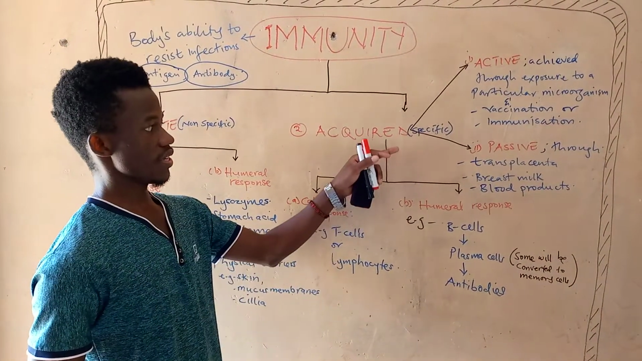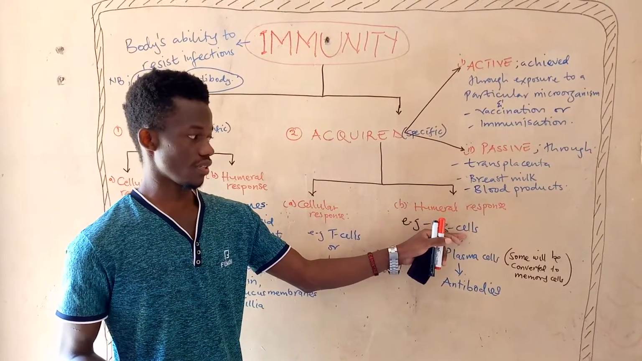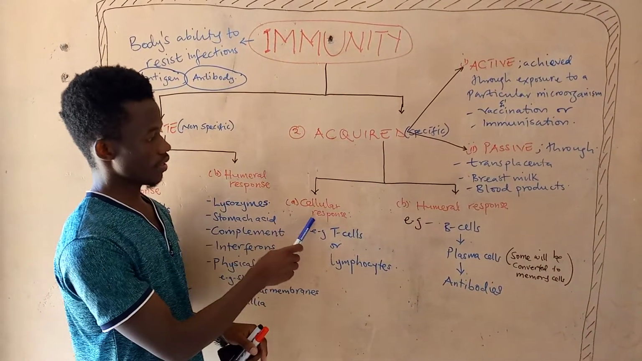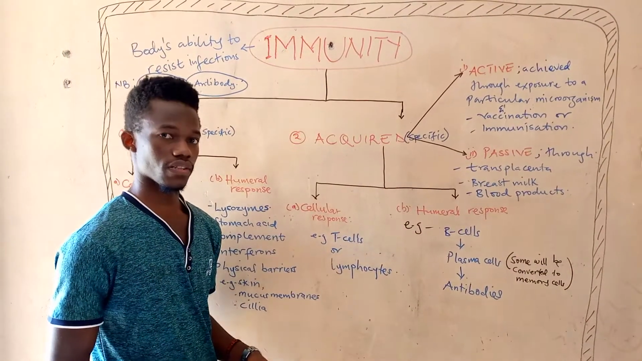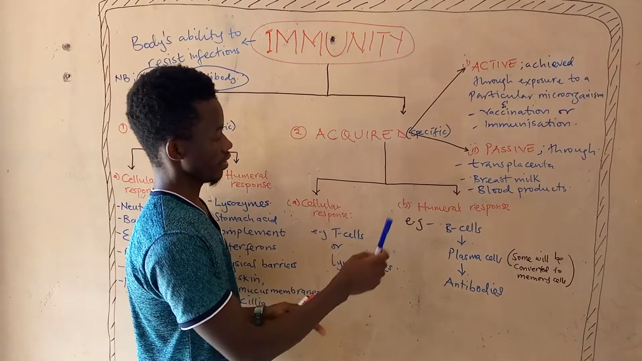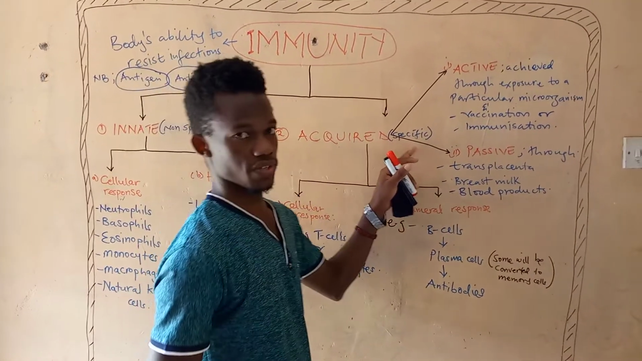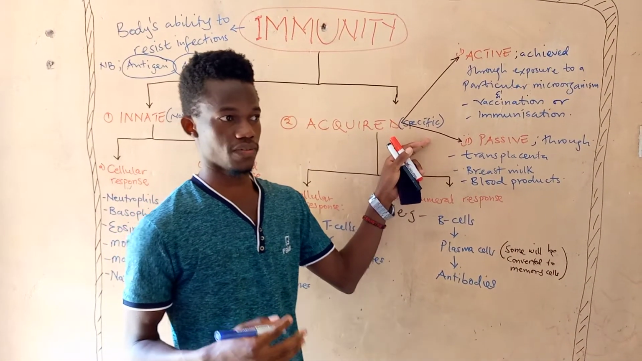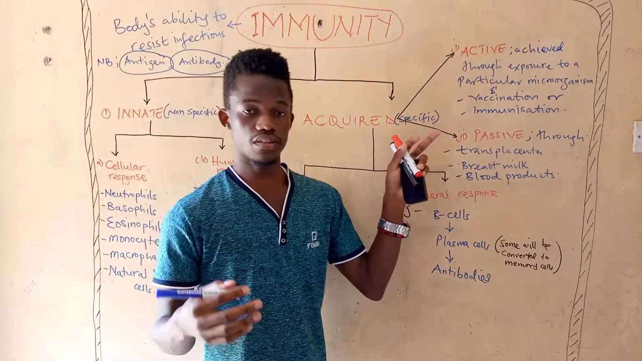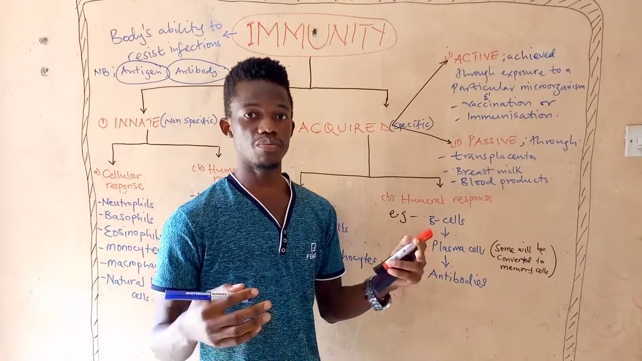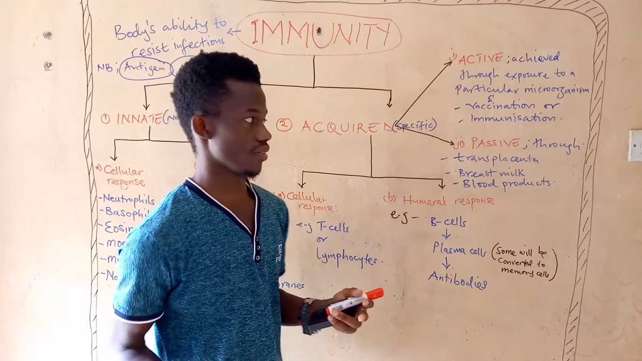Then acquired. We said also acquired has cellular response involving the cell itself, and then humoral response which does not involve the cell. When we look at cellular response in acquired immunity, how do we acquire it? That is through T cells, the so-called lymphocytes. Before we go further, let's first note that acquired immunity is specific, meaning it can only act on a specific infection, virus or bacteria. For instance, if you're given a vaccine for coronavirus, it can only protect you against the coronavirus, and it cannot protect you against tuberculosis, measles, polio, and other diseases.